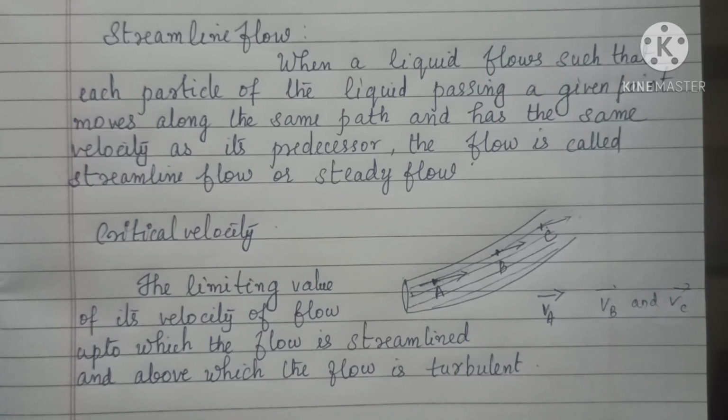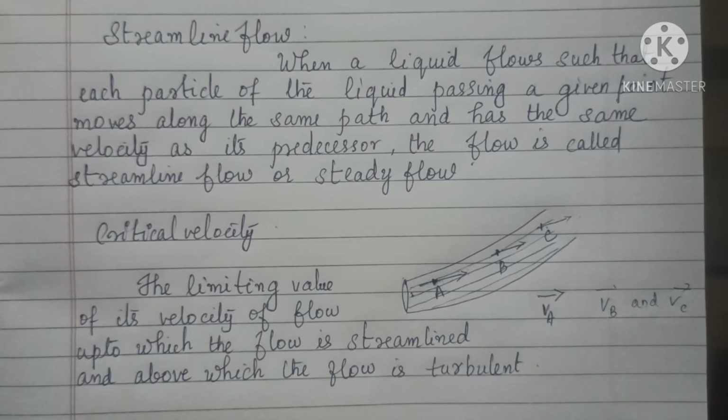With respect to that point, the particle has the same velocity, but as a whole, the velocity may change after crossing the point, but it follows a path, and that path along which the particle moves one after another is said to be streamline. Okay, now I told this is possible only when it has a velocity. What is the name of that velocity? Critical velocity. So that velocity, or the limiting value of the velocity up to which the flow is streamlined and above which the flow is turbulent, is said to be critical velocity.